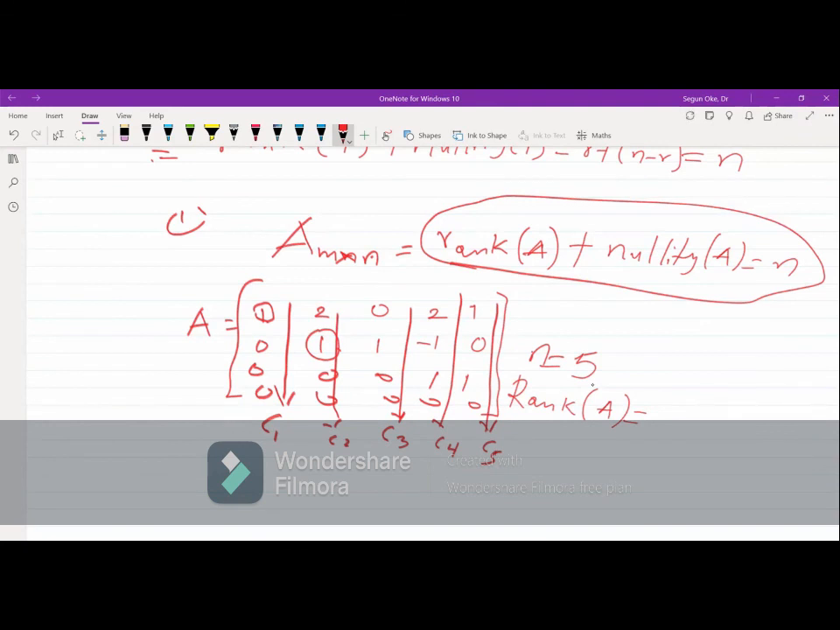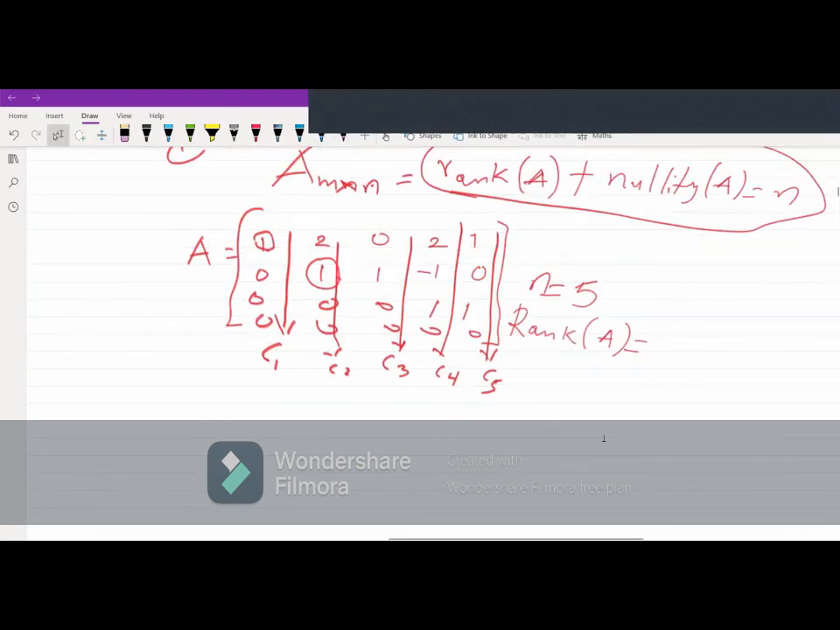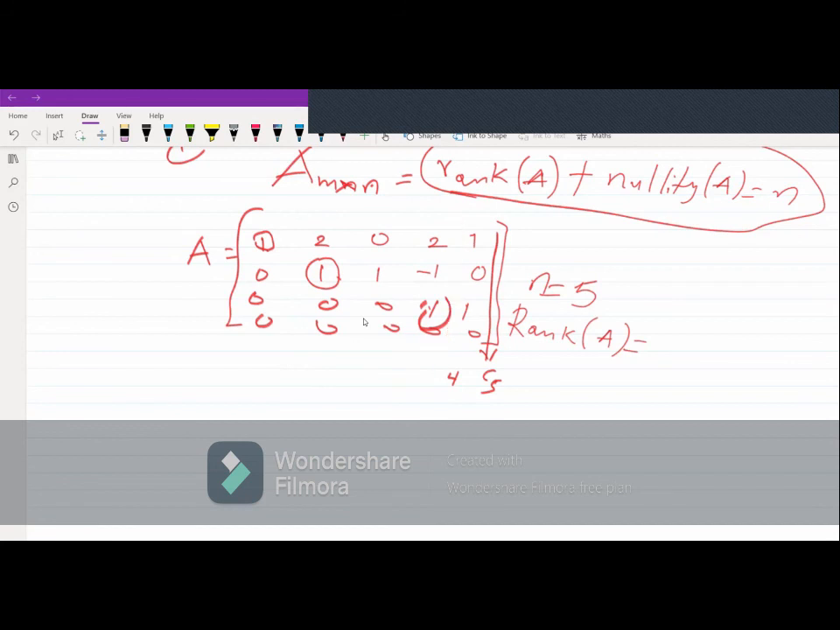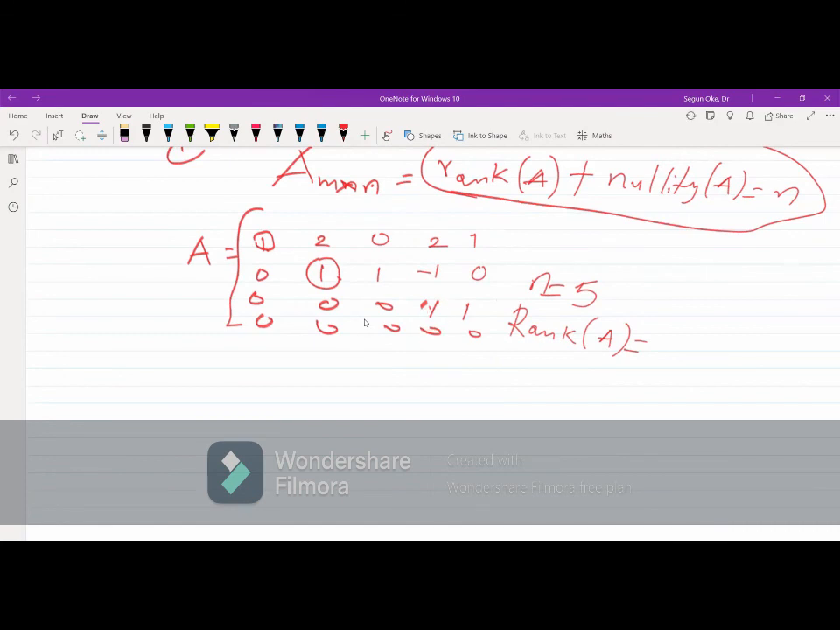Sir, we can't see your board, sir. Can you see the board, sir? Yes, we can see it. Okay, let me clean the matrix so that you can see. I only use that one to explain. Okay, let's go back to the matrix itself.